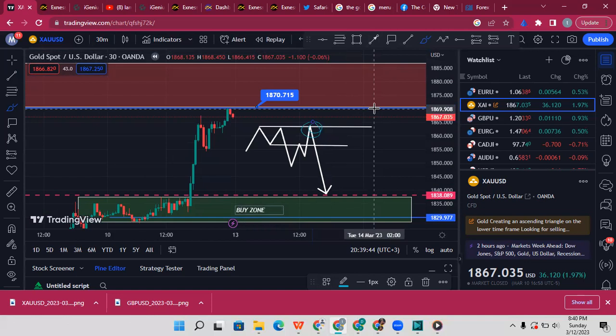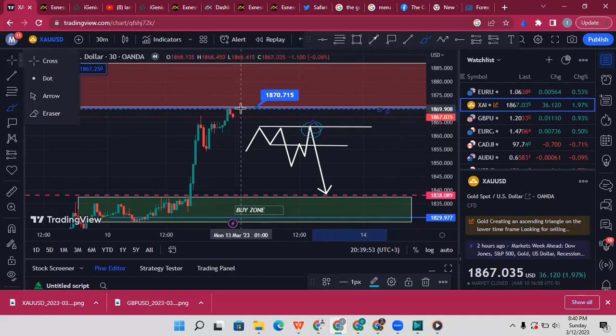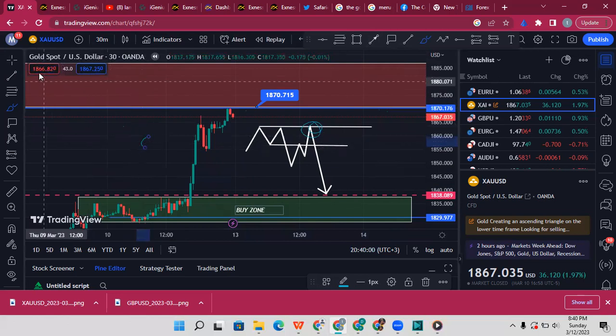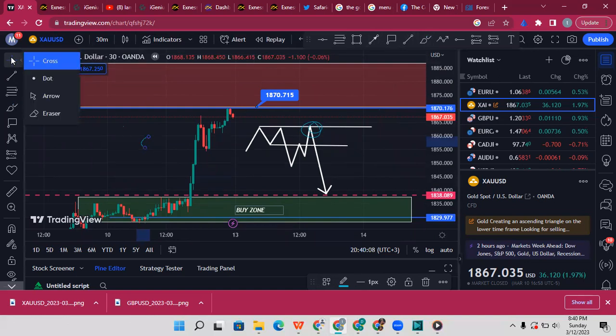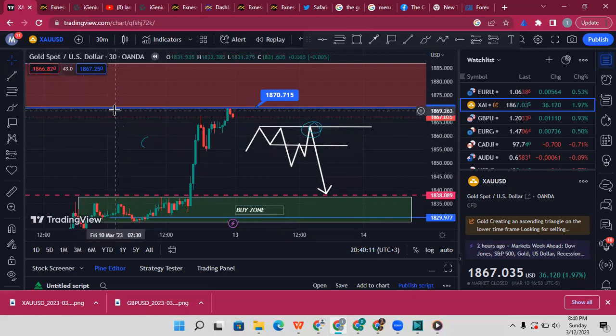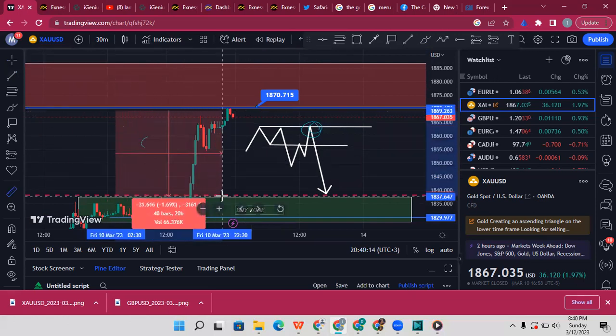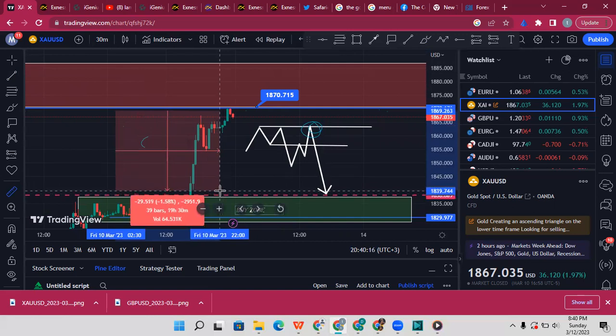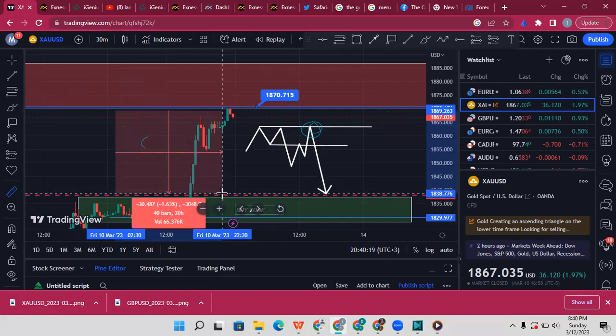So the pips that we are looking at for gold will be how many pips? Let me see how many pips we are looking at. So from this level, let me see. So we are looking at how many pips? So we are looking at around 30 pips. So our trading zone has brought us to around 30 pips of trading.